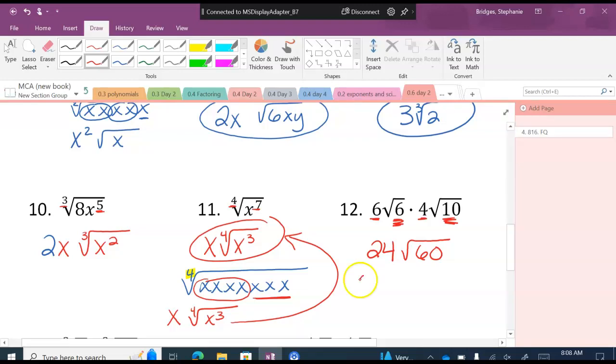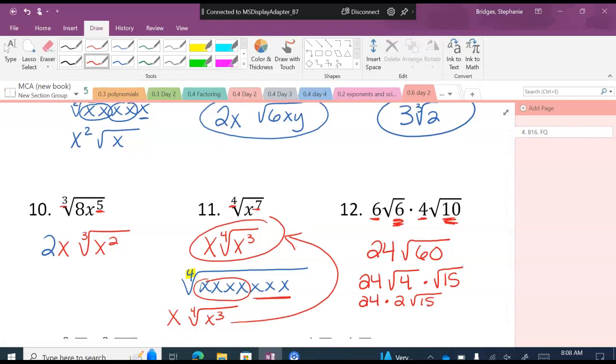Okay. So we're going to keep the 24. We're going to split that 60 into 4 times 15, because 4 times 15 gives me 60. We're going to keep that 24 for now. We're going to simplify the square root of 4. What is the square root of 4? 2. And that 15 is going to stay under the radical because it is not a perfect square and it does not have a perfect square in it.